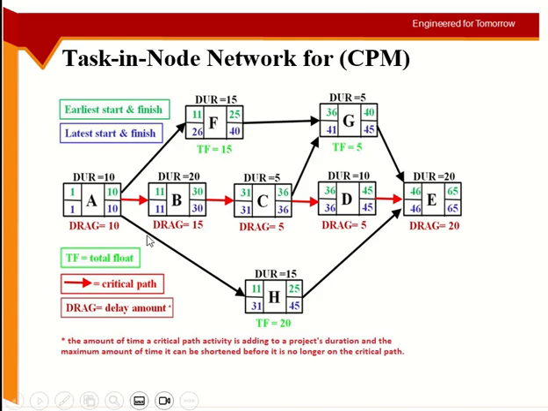Okay, so drag is the shortest duration of the activity at which it will still keep its position in the critical path. And if drag and duration are both the same, that means this activity cannot be removed from the critical path and its duration is not possible to be shortened.